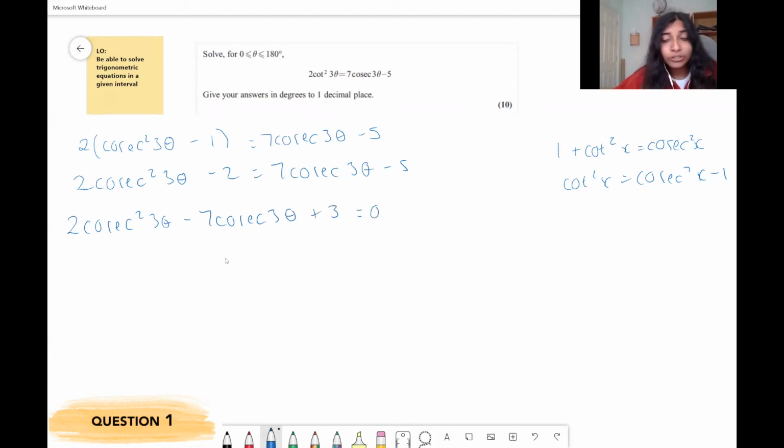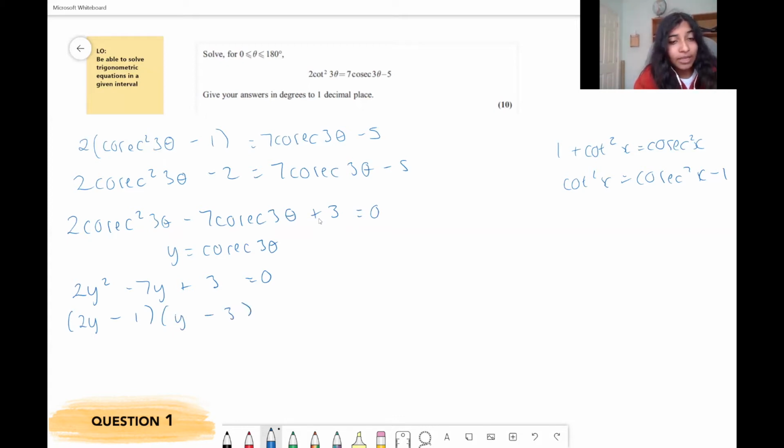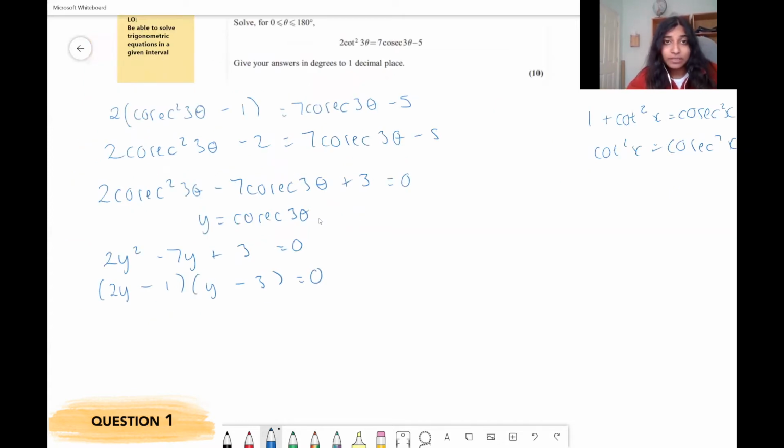And now we can solve this quadratic equation using substitution. So we could say that y is just equal to cosec 3 theta. So then we would have 2y squared minus 7y plus 3 is just equal to 0. Then if we factorize this, we would get 2y minus 1 and then y minus 3, and that should just be equal to 0. So then we can solve each of them individually.